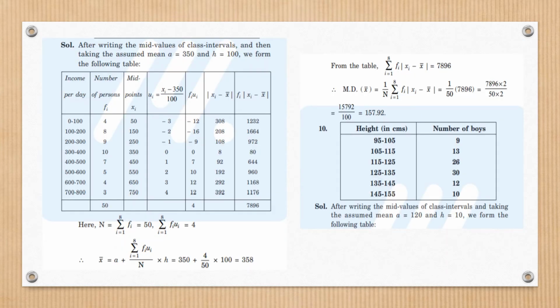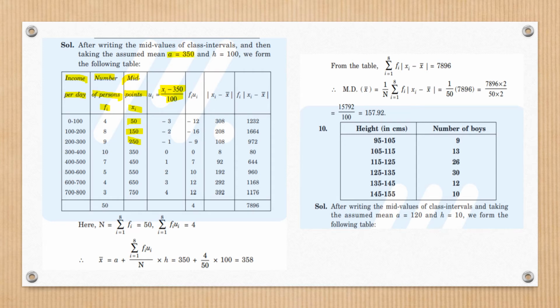Now see, we will write firstly the class intervals. Then the number of persons, which means the Fi. Then the mid value, the Xi. Xi means 0 plus 100 by 2, that is 50. Similarly, as the gap of 100 is there, the next will be 150, then 250, and so on. Then your Ui. Ui is (Xi minus A) upon h. So A is your 350.